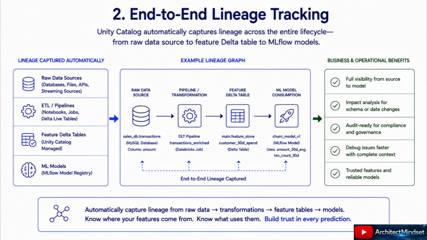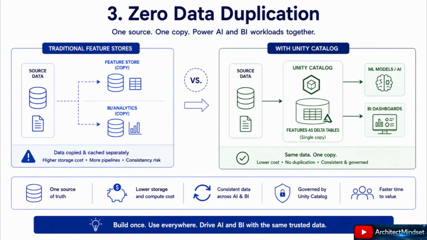Because features reside in Delta tables managed by Unity Catalog, Databricks automatically captures end-to-end data lineage. The workspace tracks exactly which raw data source created the feature Delta table and which MLflow models are consuming columns from that specific Delta table. Traditional feature stores often require copying or caching data independently of AI workloads. With Unity Catalog, features reside directly within standard Delta Lake tables, allowing the same source data to power both machine learning models and standard BI dashboards simultaneously.